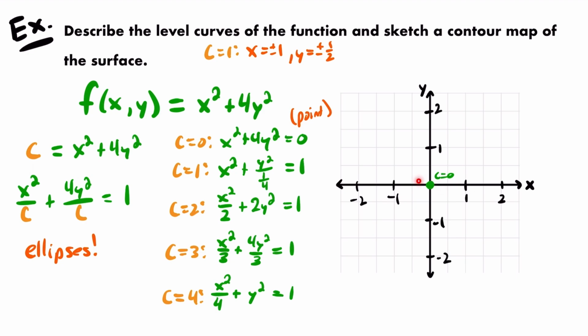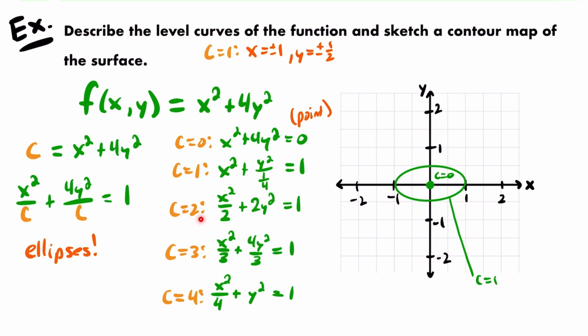Let's graph the ellipse for c equals 1. y equals plus or minus 1/2 would be here and here. So the ellipse would look something like this. So that's the level curve for c equals 1. I'm going to label it like this because we're going to need the space to draw in our other level curves. I'm not going to write c equals 1 in here because we're going to have to write over it. Just remember that this ellipse corresponds to c equals 1.